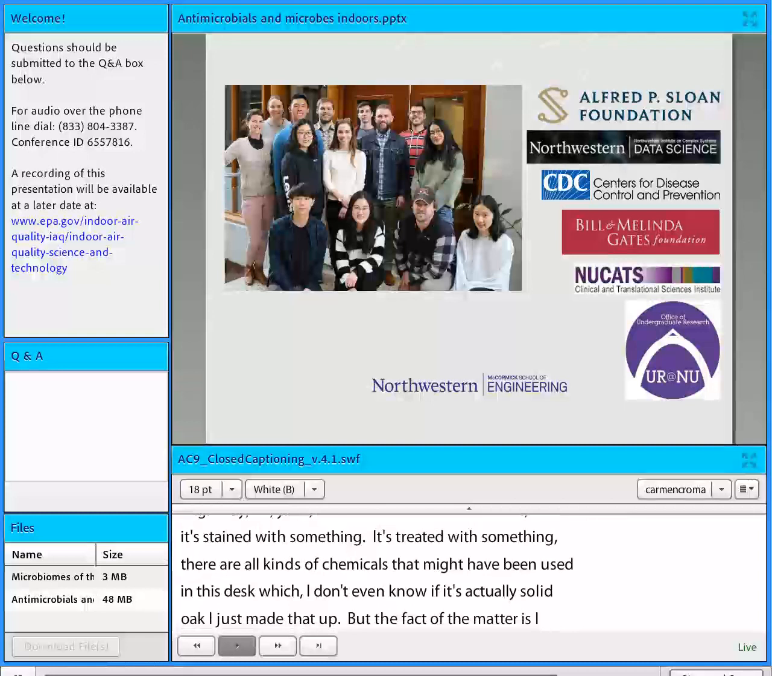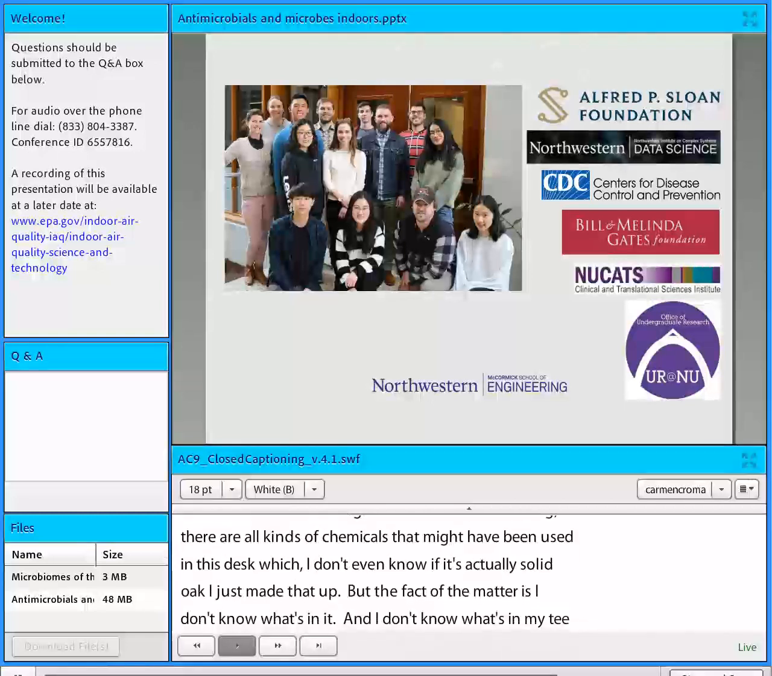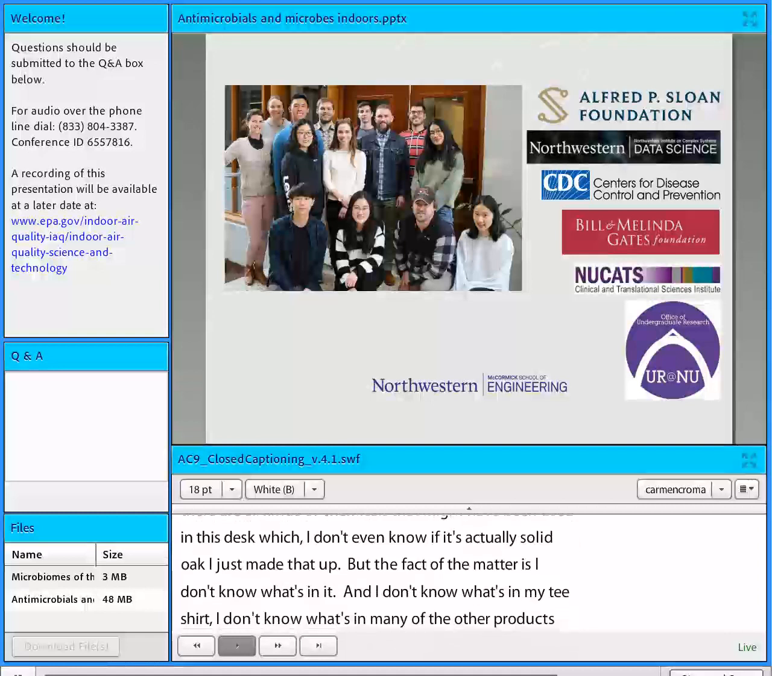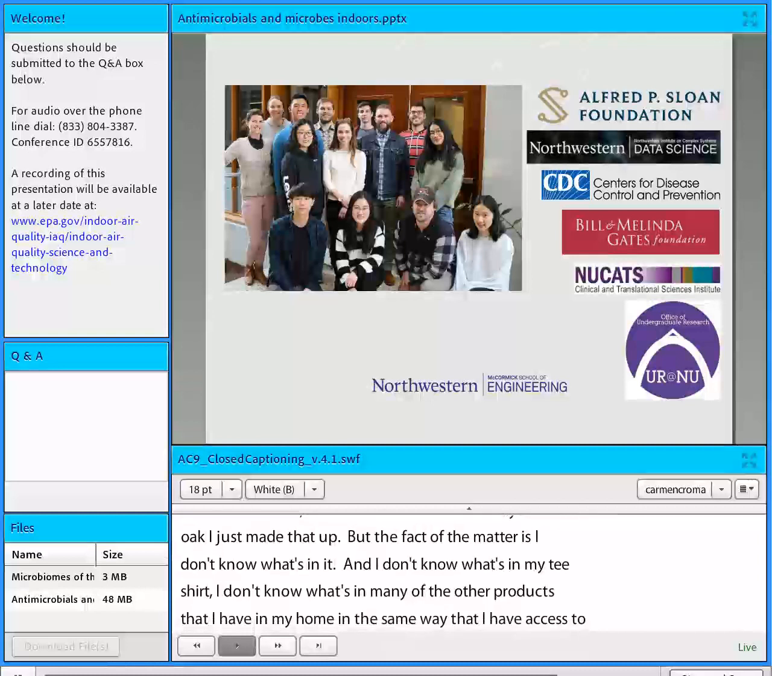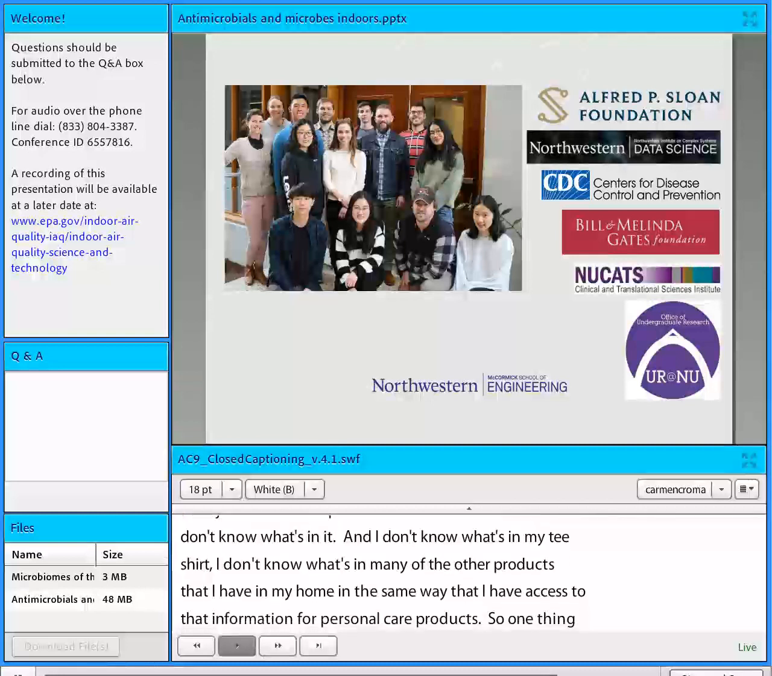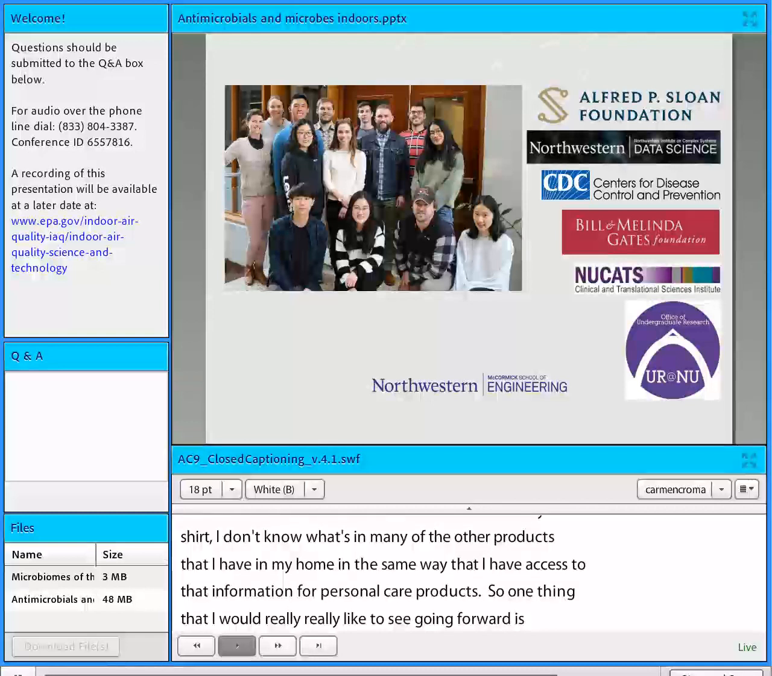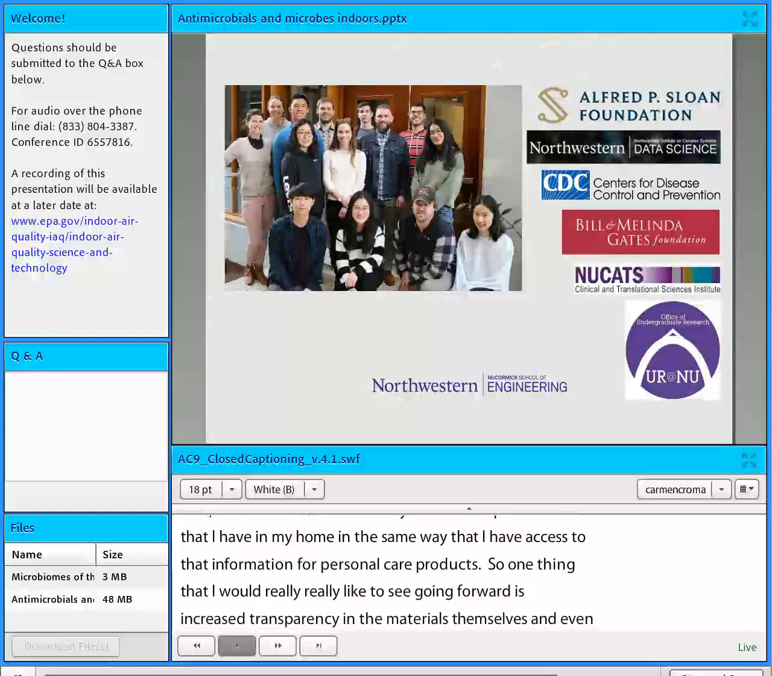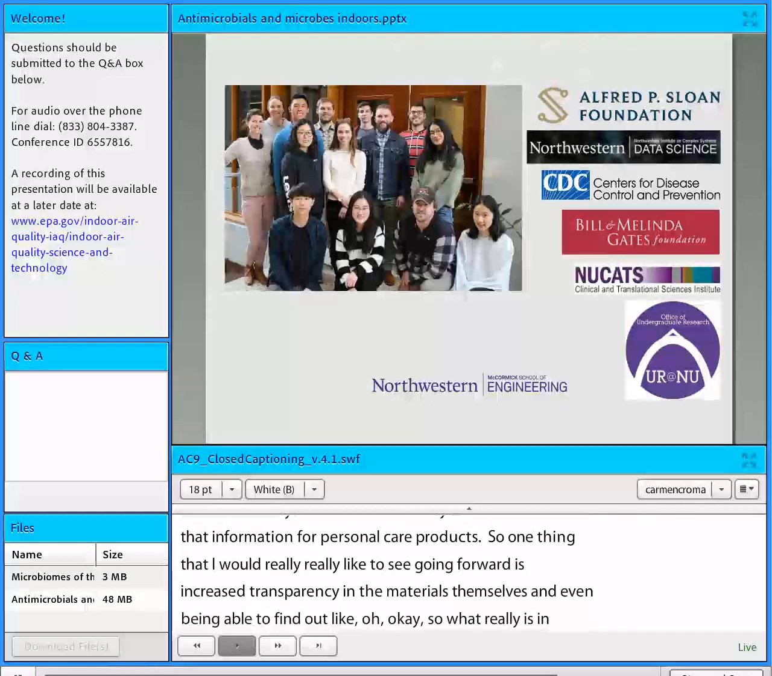And I don't know what's in my t-shirt, and I don't know what's in many of the other products that I have in my home, in the same way that I have access to that information for a personal care product. So one thing that I would really, really like to see going forward is increased transparency in the materials themselves, and even being able to find out, like, oh, okay, so what really is in these different products.